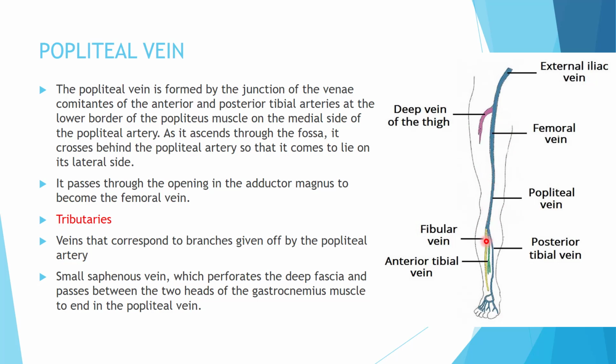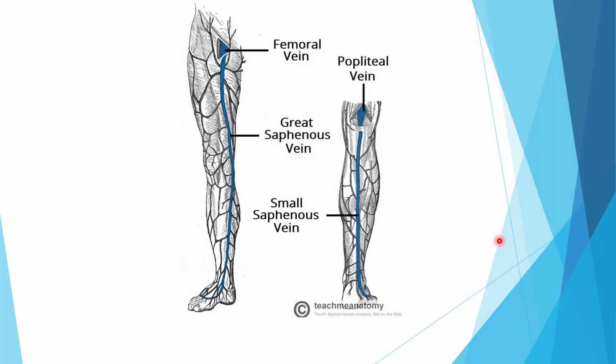So what are the tributaries of the popliteal vein? The veins which correspond to the branches given off by the popliteal artery, for example, the venae comitantes of the anterior tibial artery and the posterior tibial artery, along with the small saphenous vein. See here, the small saphenous vein perforates the deep fascia and passes between the two heads of the gastrocnemius muscle to end in the popliteal vein.